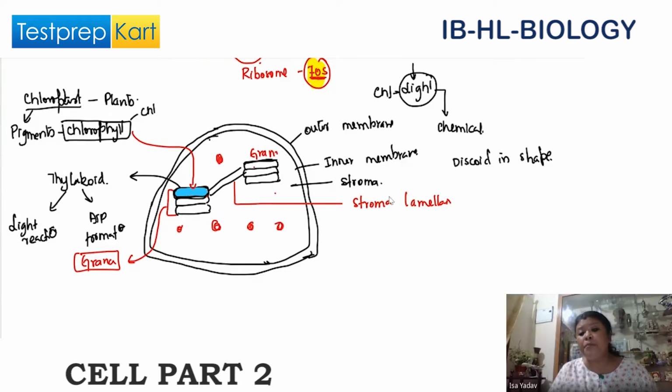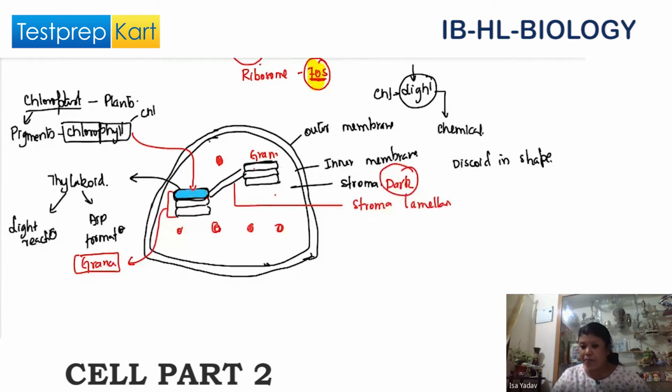This is stroma. It is in the stroma that the dark reaction of photosynthesis will occur. Photosynthesis is divided into two phases, dark and light reaction. You need to study all this when you do photosynthesis. Light reaction occurs in the thylakoid or in the grana. Dark reaction will occur in the stroma. What is stroma? It is the fluid matrix of the chloroplast. This point is clear?